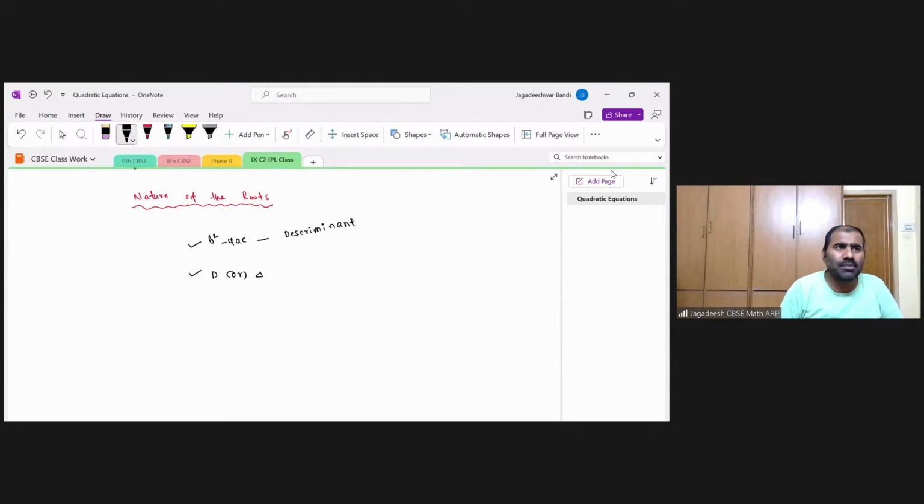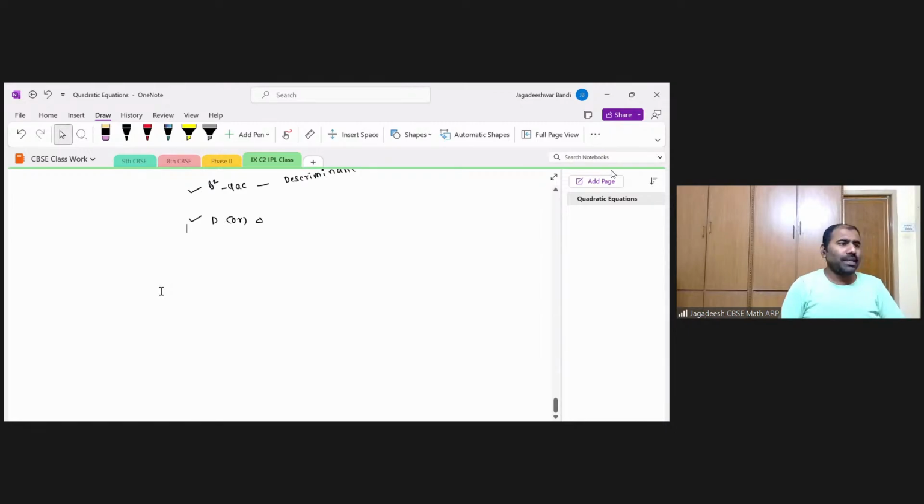Nature of the roots is described by the discriminant, which is b square minus 4ac, and it is denoted by D or delta. In some books, you will find the letter D. In some books, you will find the symbol delta. Both are correct. You can go with either of those two. Fine. So now let us discuss one by one. Please observe carefully. We know that the standard form of a quadratic equation is ax square plus bx plus c equal to 0.